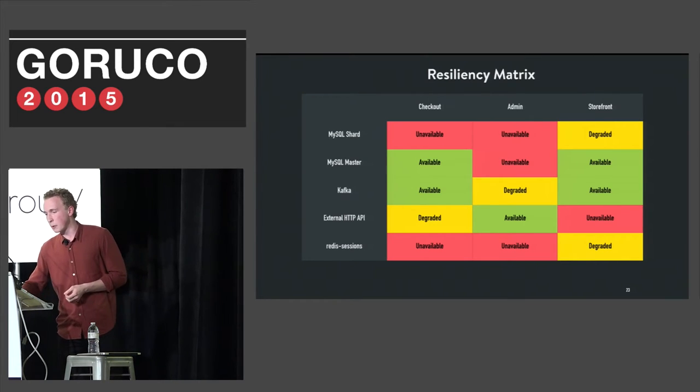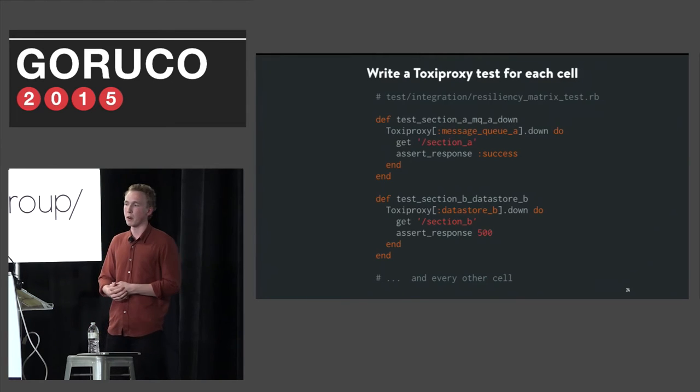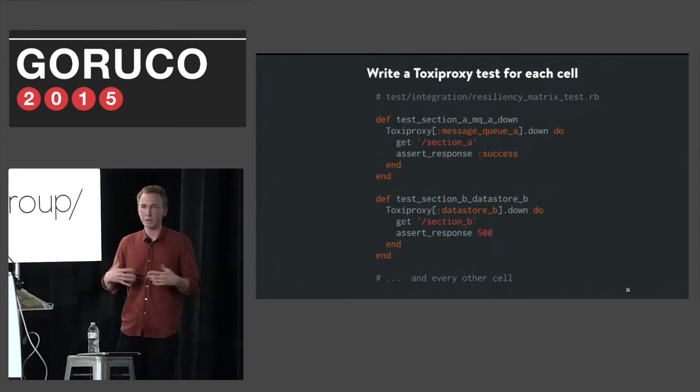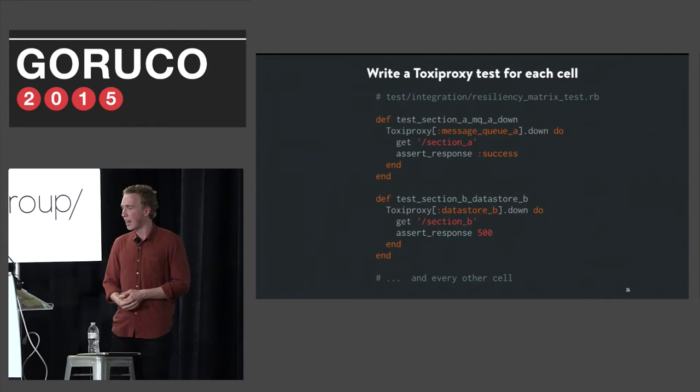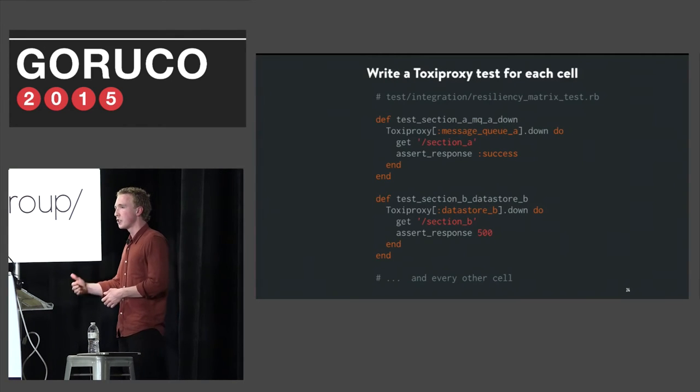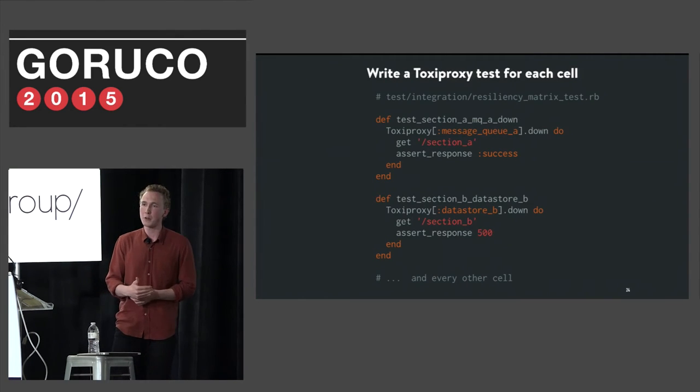So what we did was we sat down and we wrote a test for each one of these cells. And some of these were still 500, some of these were successes, and then the mission of the team just became to flip all of these 500s to success.